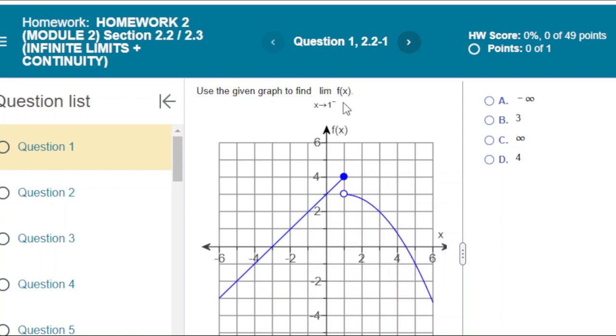If this had been a little plus here, limit as x approaches 1 from the right, as we approach 1 from the right, we're getting closer and closer to 3, right? But we're talking about a left-hand limit. So let's put 4, check our answer.